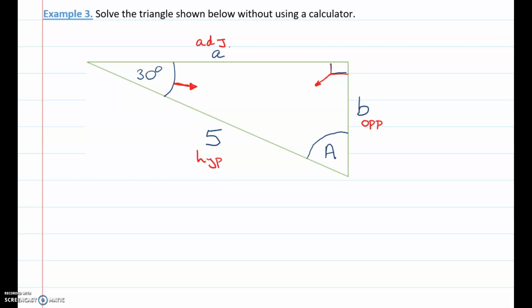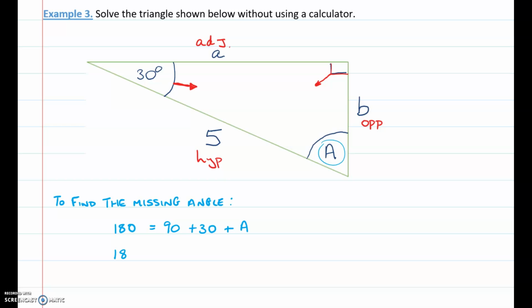So your first step should always be to label the three sides. Now, before we get on to finding the two sides, we do have a missing angle as well. And that's actually easy to do, because to find the missing angle, all we need to do is make sure that the three angles together add up to 180 degrees. Those three angles are the 90 and the 30 and this unknown angle here, which is angle A.